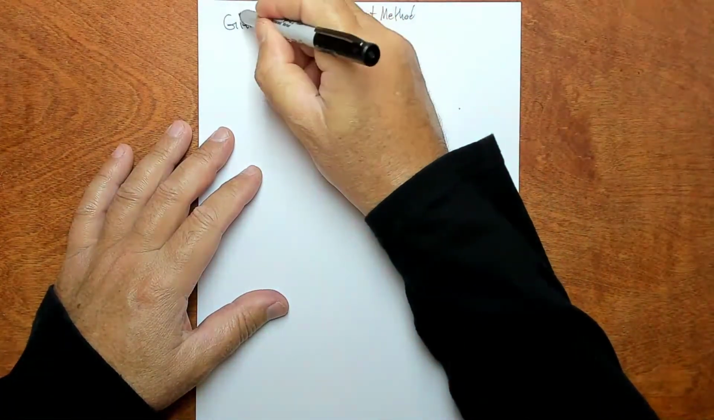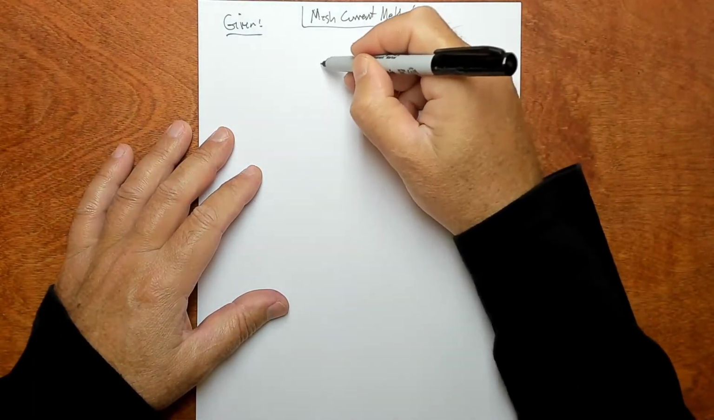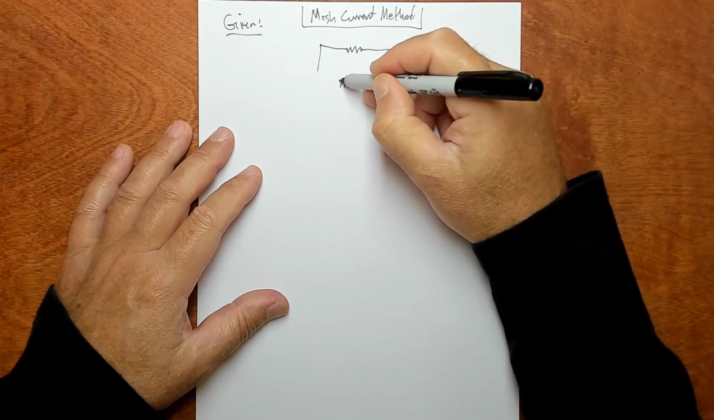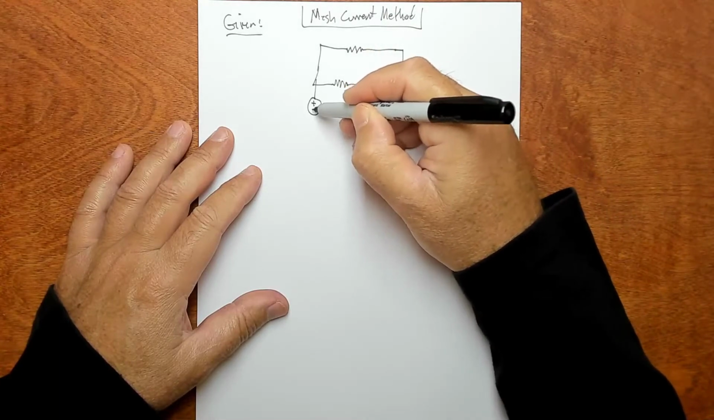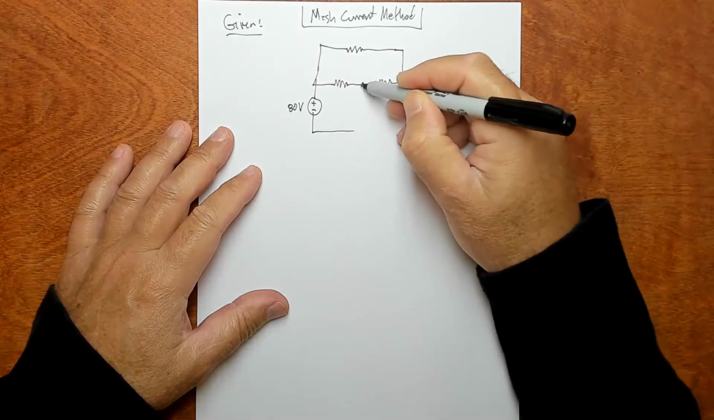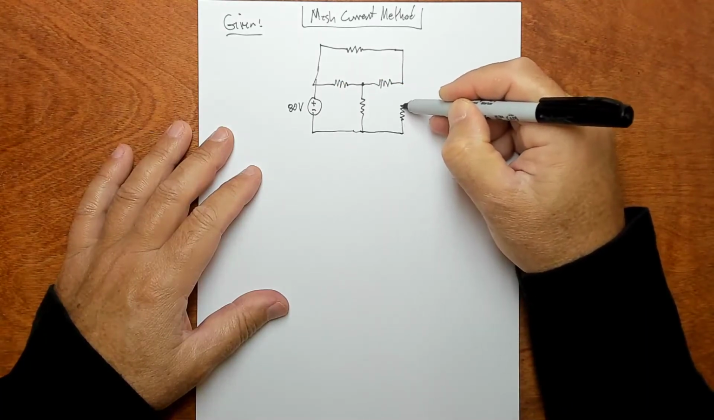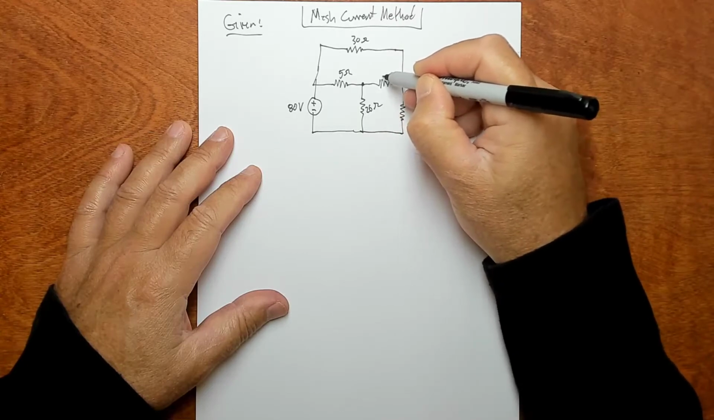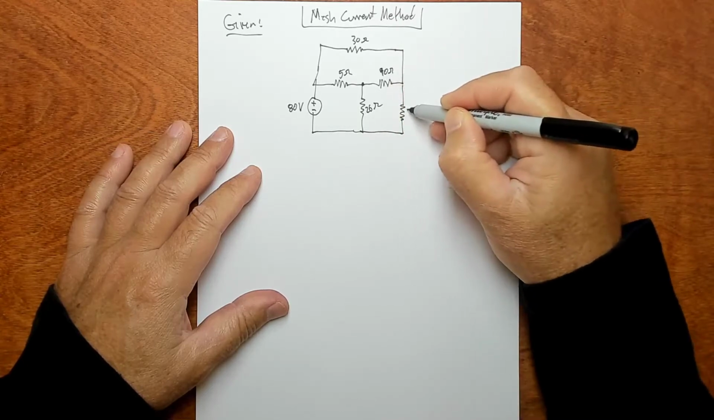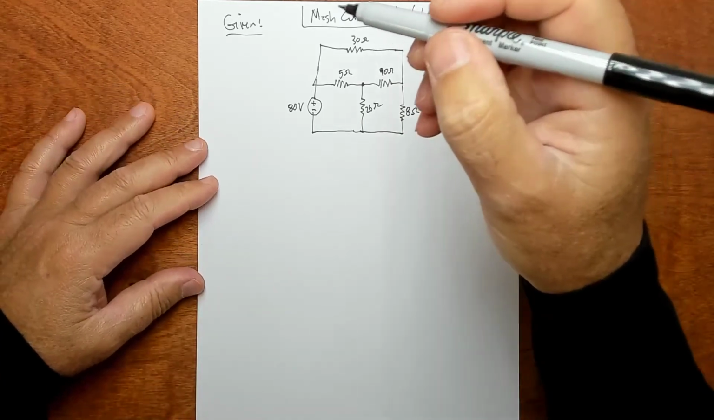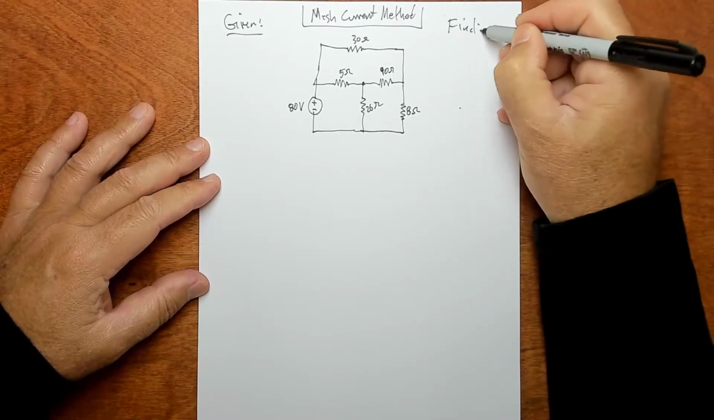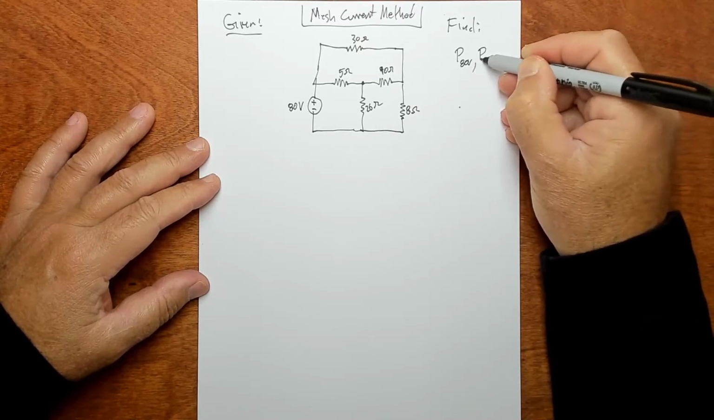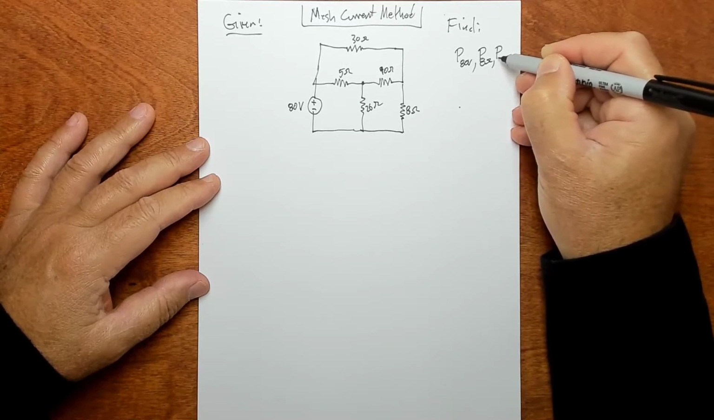So we're given this circuit right here. The voltage source, 80 volts, and a resistor network. So this is 30 ohms, this is 5 ohms, this is 26 ohms, this is 90 ohms, and this is 8 ohms. And then we're asked to find the power in the 80 volt source, the power in the 8 ohm resistor, and the power in the 26 ohm resistor.